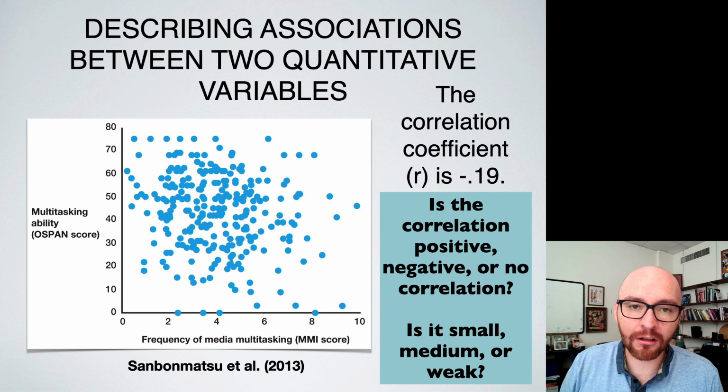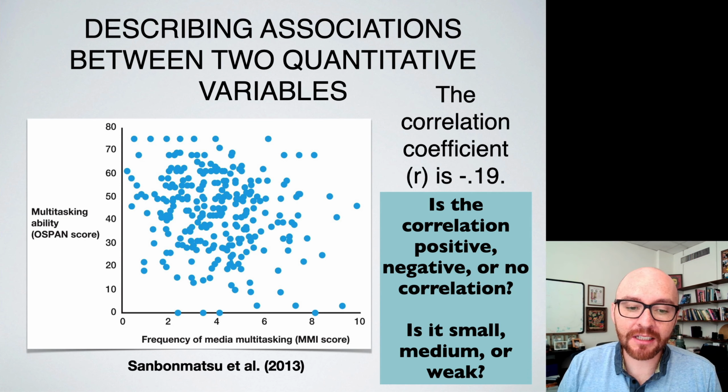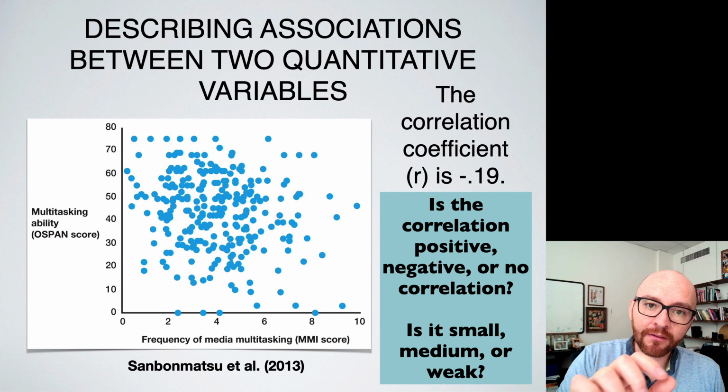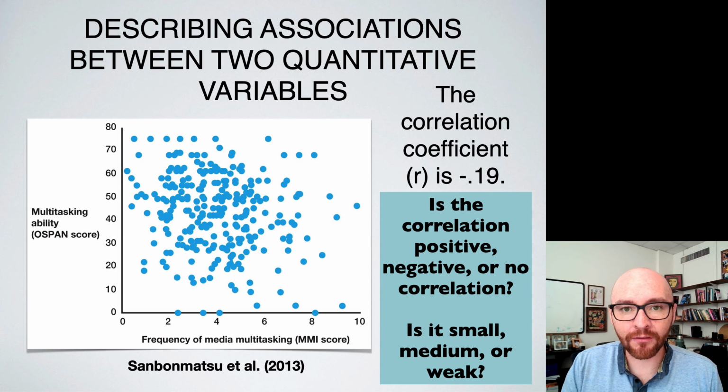So you would look at that R coefficient and you know there's a negative relationship, meaning as one goes up, the other one goes down. But you can also look at the scatter plot. If you look at the scatter plot, it looks like it's going from the top left to the bottom right. And if you pick out dots and look at the actual values you have, you'll notice that people who are high on actual multitasking ability will be lower on frequency of media multitasking.